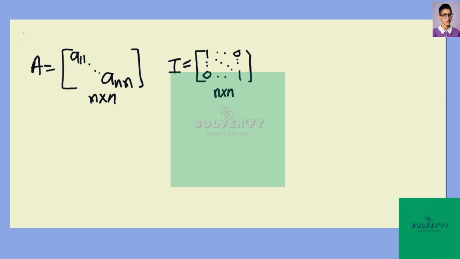Okay, so here we're given two n by n matrices, our A matrix, which is a 0, 1 matrix, and the identity matrix, which then will just have ones along the diagonal and zeros everywhere else. Okay, we want to take the Boolean product of these two matrices.